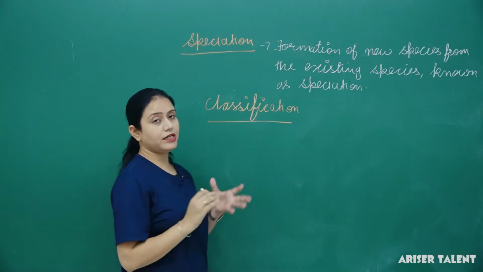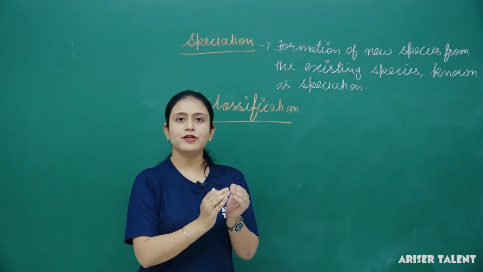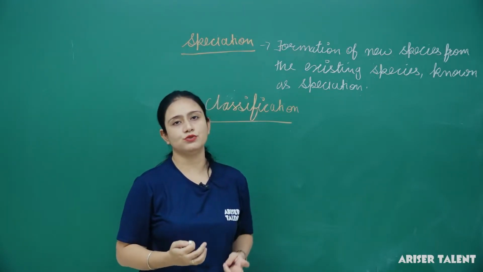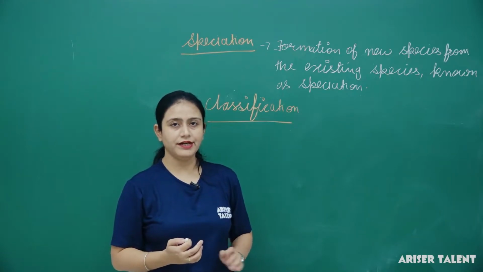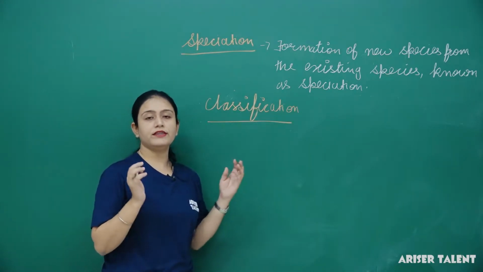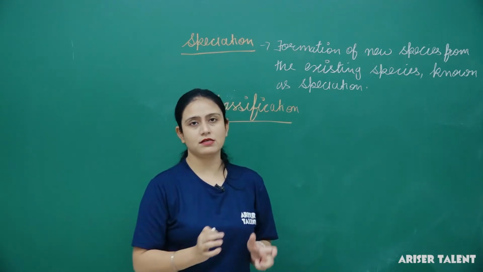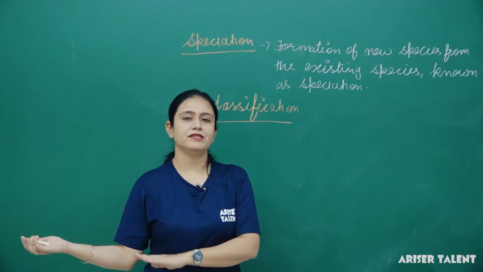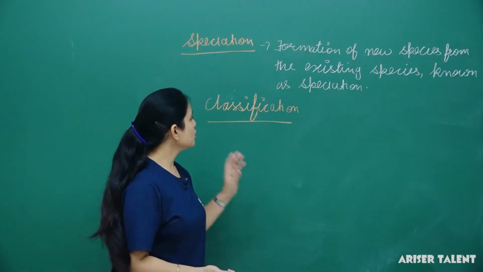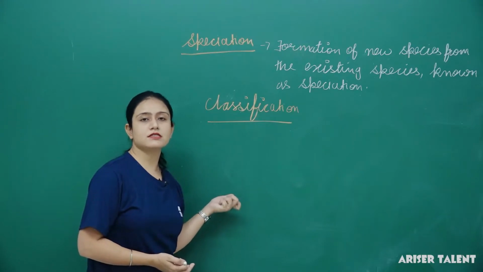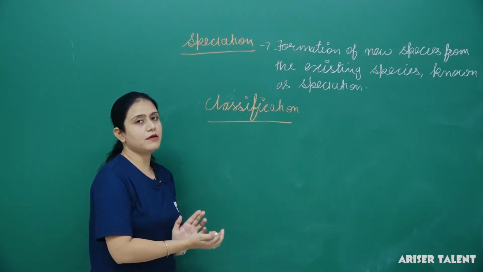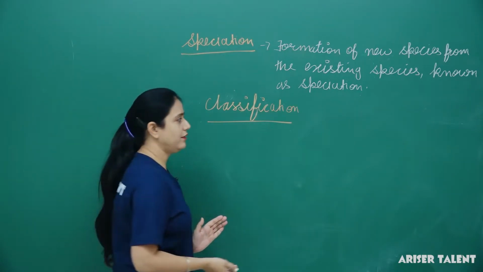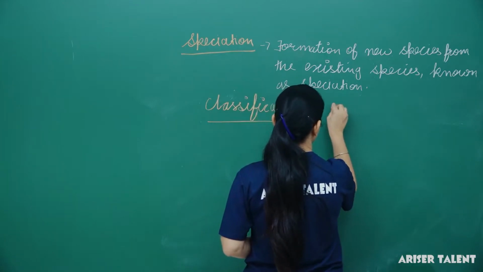Classification means arrangement of what? Arrangement of species, or arranging the organisms according to their similarities or dissimilarities, that is known as classification. When there are some characters which are common in some organisms, they are kept in one group, and others are kept in another group on the basis of their dissimilarities. Okay, so what is classification? Classification is the system to keep the organisms in a group or subgroup on the basis of their similarities and dissimilarities. Fine.